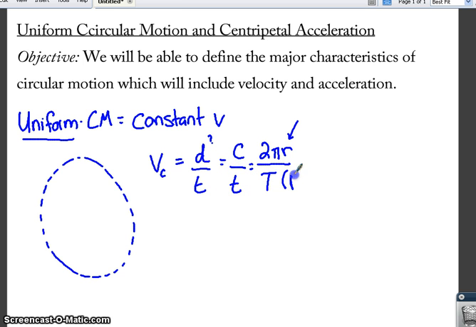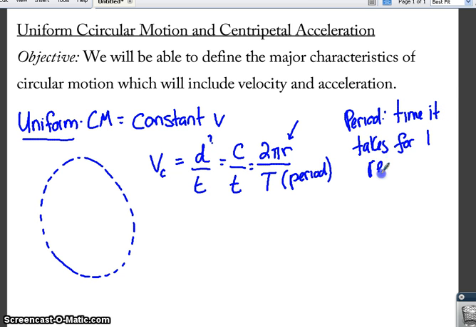We're going to change this little t to big T. Big T stands for period. Okay? And period, I'll write over here, is the time it takes for one revolution. So capital T is still time, but it has a more specific meaning. It is the time for one revolution.